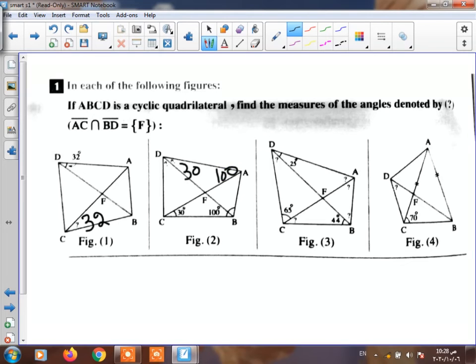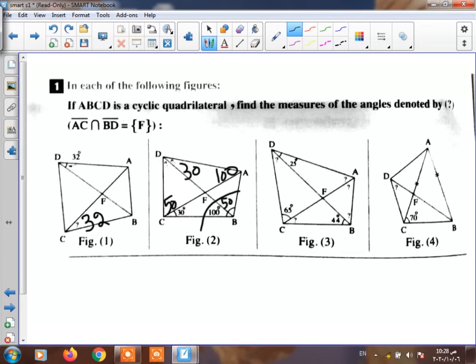He asked about which angle? He asked about this. So in this triangle ADB, this angle is going to be 180 minus 100 plus 30. This is going to be 50. Then this is also going to be 50. What about this? It's going to be 150.